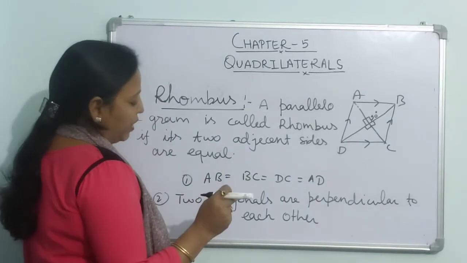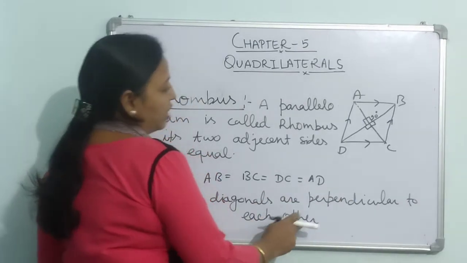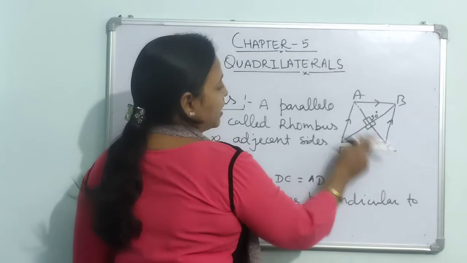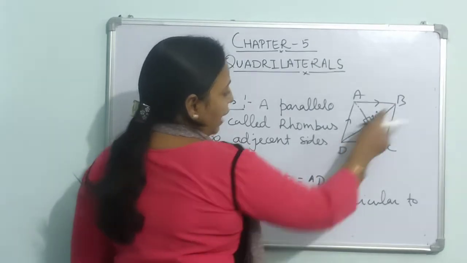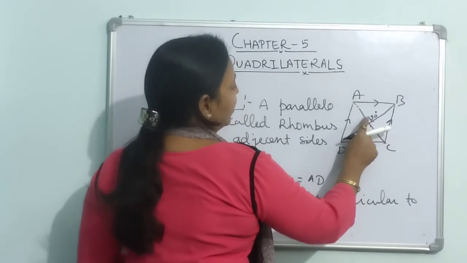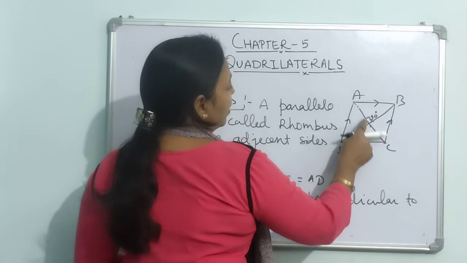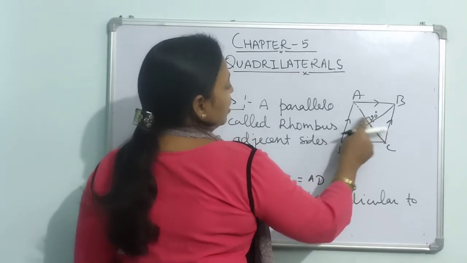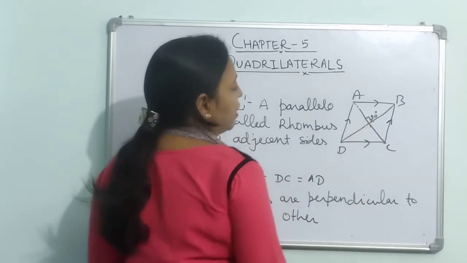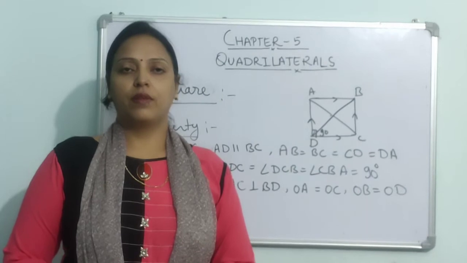And the second property of the rhombus is that its two diagonals are perpendicular to each other. Here the two diagonals are AC and BD, and you can see these diagonals intersect here at 90 degrees. They bisect each other perpendicularly, which means they make 90 degrees with each other. Here this angle, this angle, this and this, all these angles are 90 degrees. So this is the property of a rhombus.